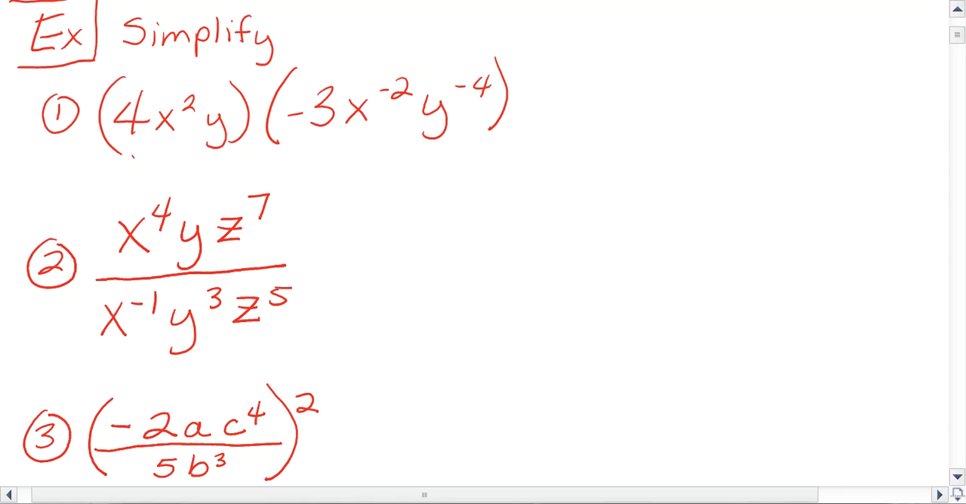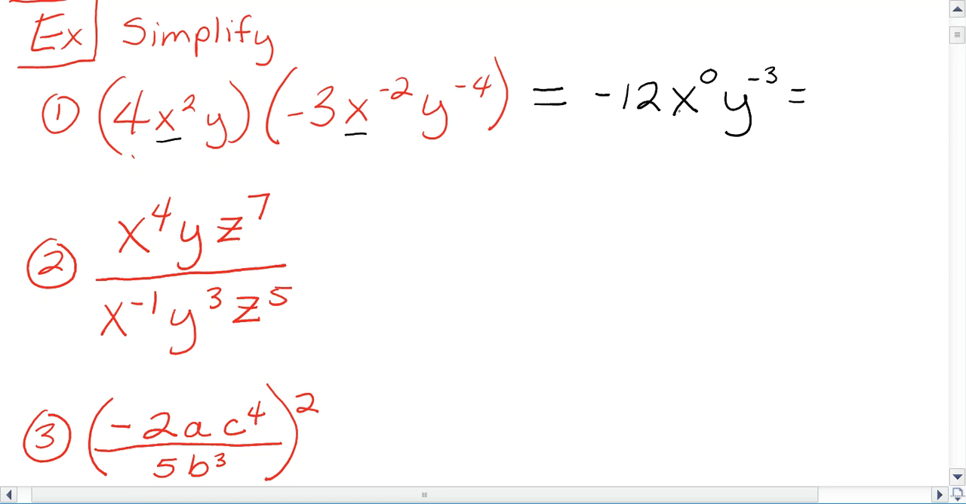So in example 1, I'm asked to simplify these, so I am multiplying like bases. Don't forget you multiply the numbers just like you always have. 4 times negative 3 is negative 12. Now I'm multiplying the x's, like bases. Multiplying like bases, we add exponents. Negative 2 and positive 2 is 0. And then with my y's, if I add 1 and negative 4, I get negative 3.